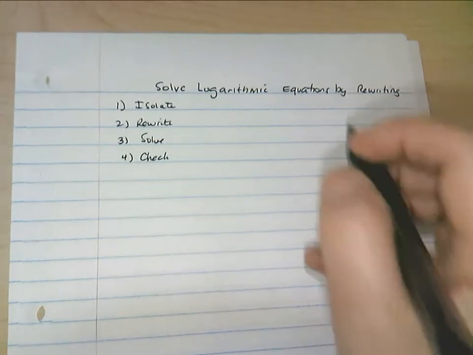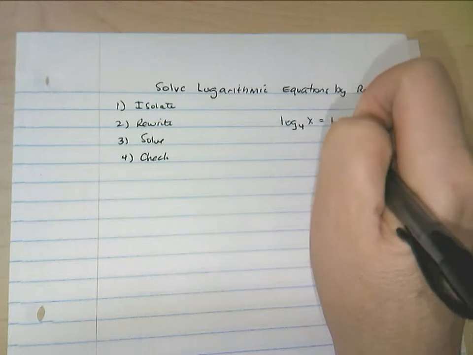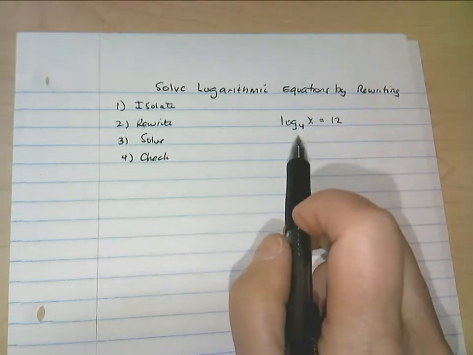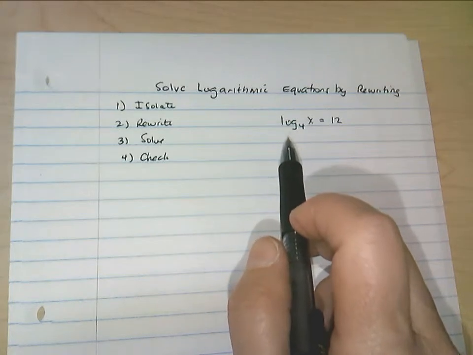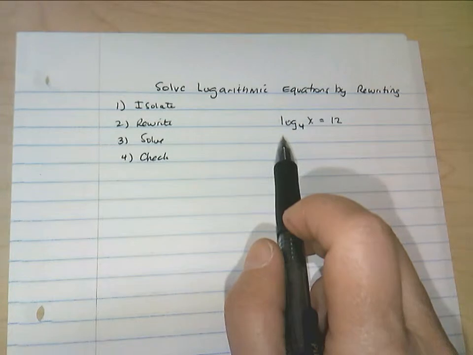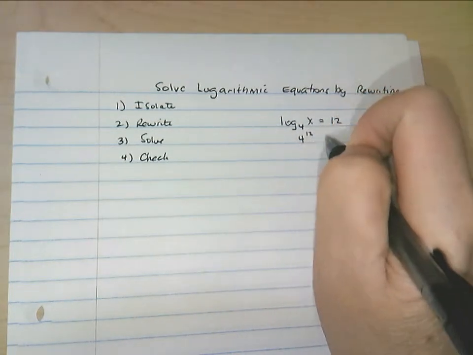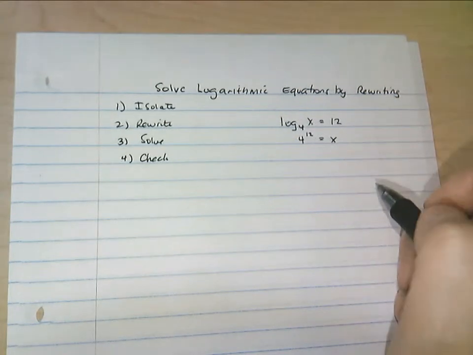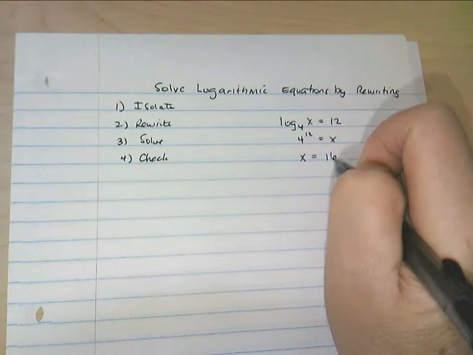For example, if I had log base 4 of x is equal to 12, there's nothing to isolate. Log base 4 of x has nothing else around it. There's nothing being added or subtracted from it, and there's nothing being multiplied or divided. So I can rewrite that immediately as an exponent. So base of 4 to the 12th power is equal to x. You can leave your answer as 4 to the 12th power, or you can calculate what it is.